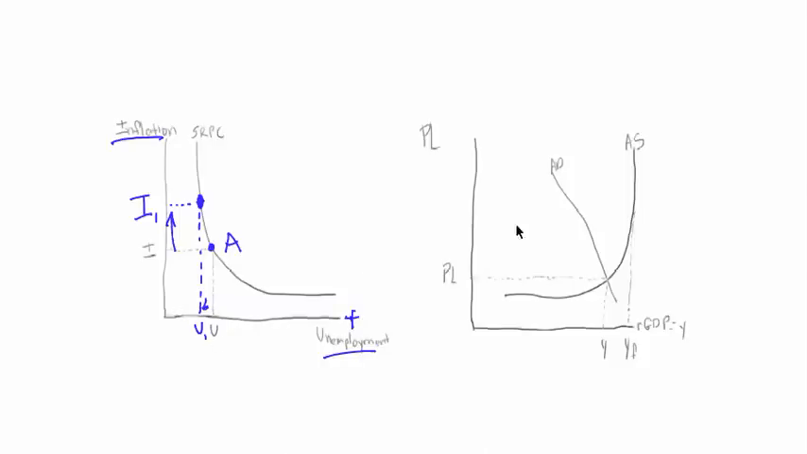Let's see if that relationship holds true if we were to shift aggregate demand to the right on the aggregate demand graph. Aggregate demand 1, a shift to the right. We have a new price level that goes up. So price level is up. Hey look, price level is up in the Phillips curve too.